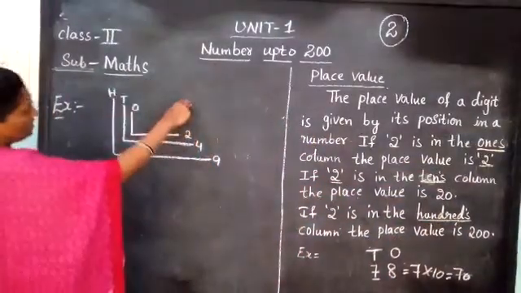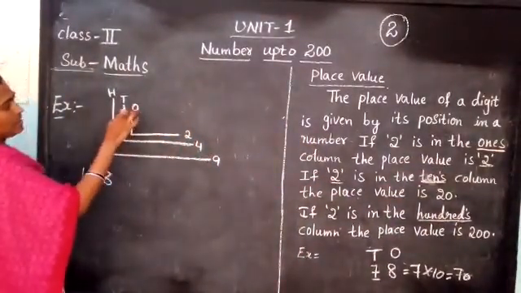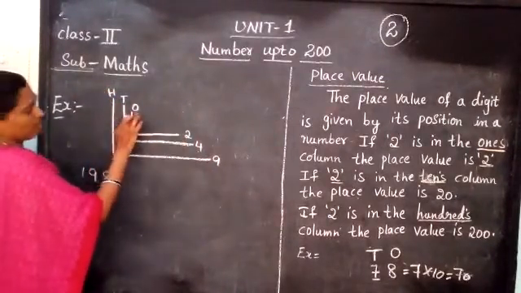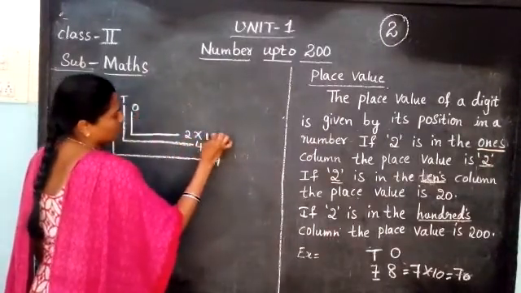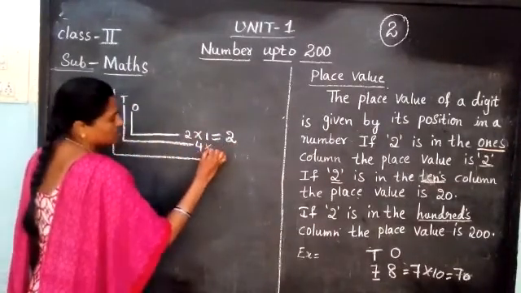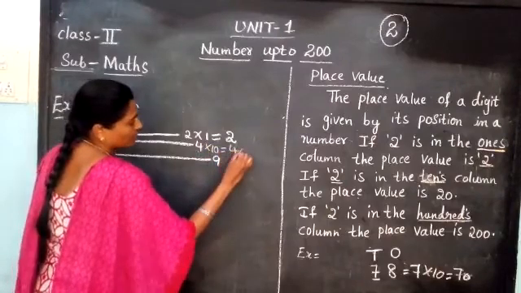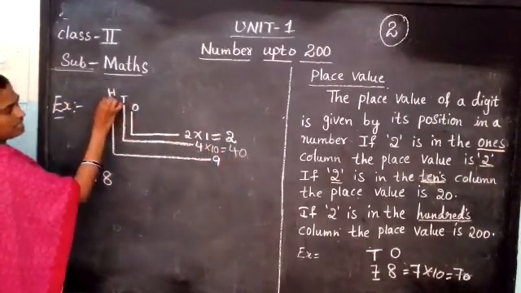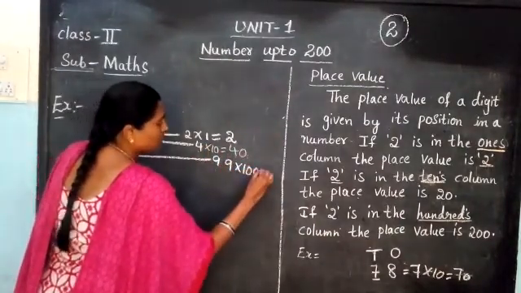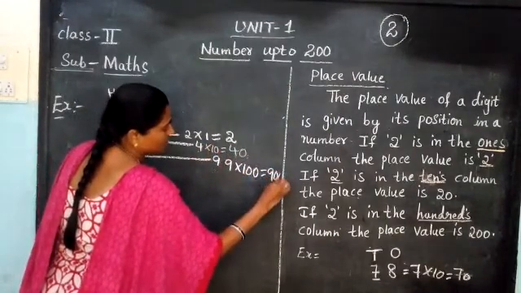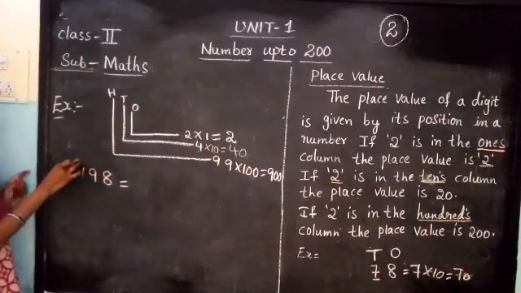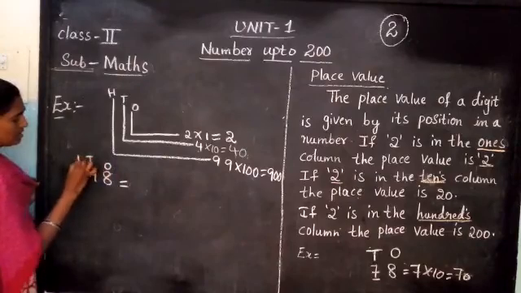Here I will explain one example. In ones, tens, hundreds, 3 columns we are taking. 2 is in which place? Ones place. 2 into 1, how much? Is equal to 2 only. If 4 is in the tens column, 4 into 10, how much? 40. Again, if 9 is in the hundreds column, 9 into 100, 900. Next one more example. Here also we should write ones, tens and hundreds columns.